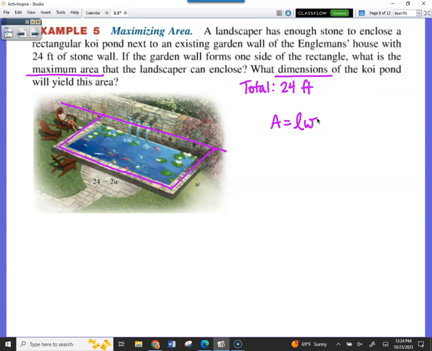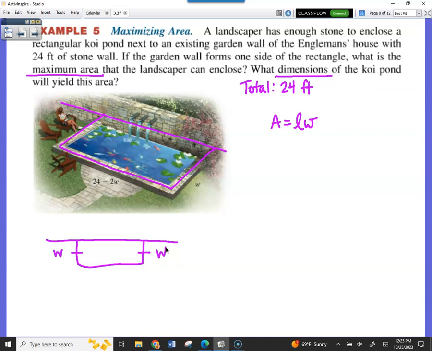Let's look at it. How many feet do we have total? 24. If we have a wall, we've got this rectangle. We have 24 to work with, right? In the three sides that I have to work with, are any of them equal to each other? Yes. This has to be equal to this. So let's call that the same variable since we know that they're equal. So how much have I used of my 24 feet so far? I've used 2W.